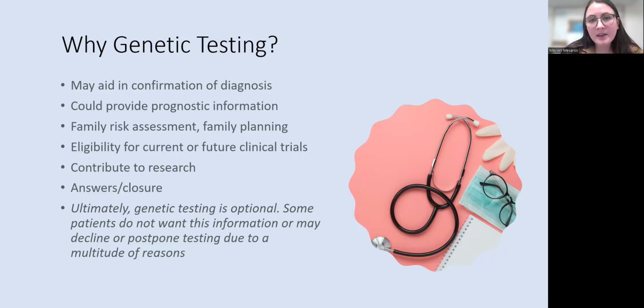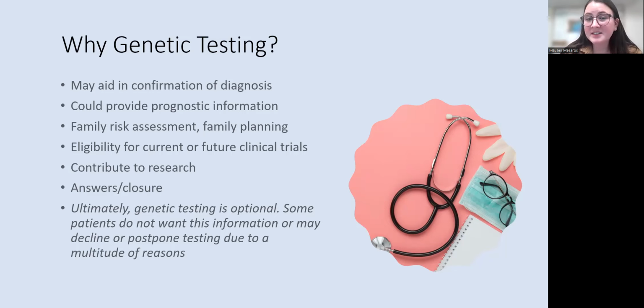A big one that patients mention when they consider genetic testing is information for their relatives. So knowing what risk might look like for their children or their siblings, and also to assist with family planning. So some people might want to know if they're thinking about having children, what that would look like and what are their options for reproducing.